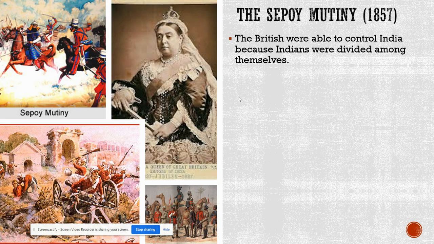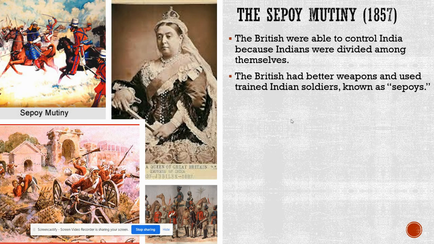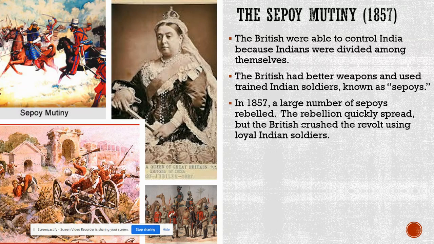So the British were able to control India because Indians were divided amongst themselves. You had Muslims and you had Hindus, you had Sikhs, so you had a lot of different groups that the British used to fight against each other, and that way it was easier to control small groups. So the British, of course, had better weapons, and what they used was actually Indian soldiers, and they would train them, and these guys were called sepoys. So in 1857, a large number of sepoys rebelled, and the rebellion quickly spread, but the British crushed the revolt using other loyal Indian soldiers.